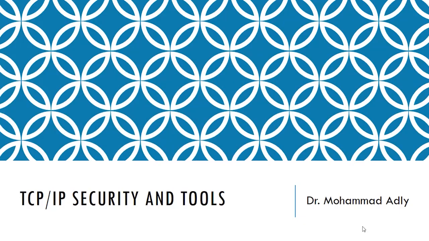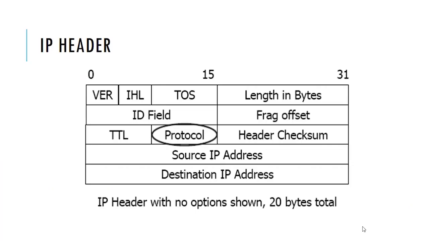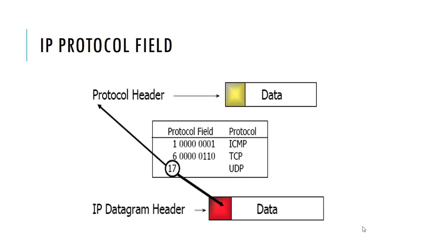Now let's know about the TCP/IP security and the tools used for TCP/IP security. Let's have a look again at the header of the IP protocol. This is simply the header of the IP protocol. Let's focus on the field that is called protocol inside this header. This field can take the values either 1 or 6 or 17.